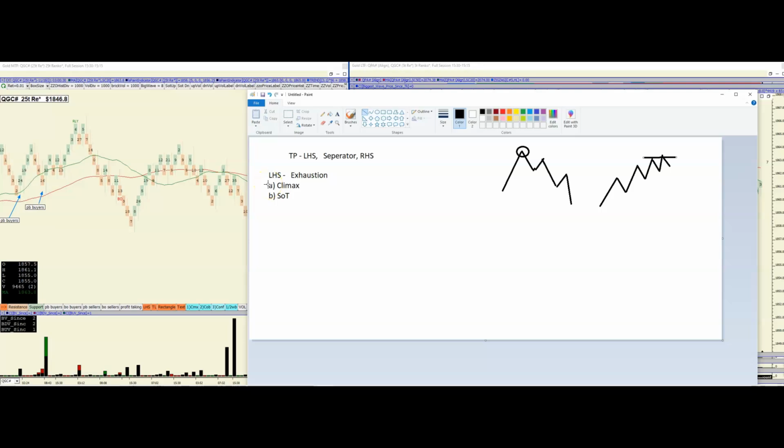So long story short, the left-hand side must have exhaustion. All right. If it doesn't have exhaustion, it becomes very tricky. And why would the trend turn? All right. What are other elements of the left-hand side?